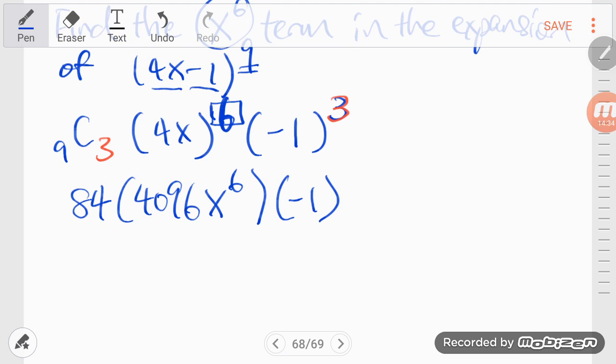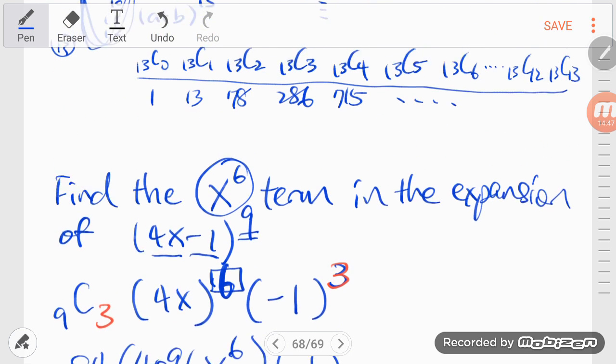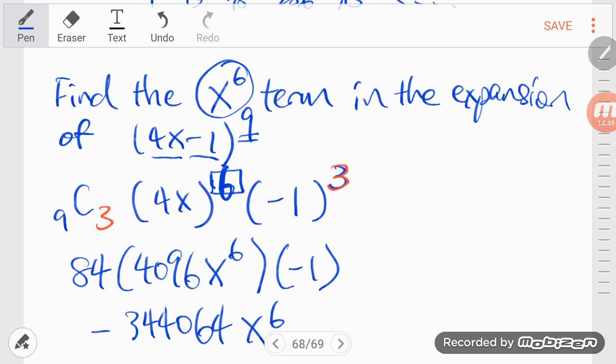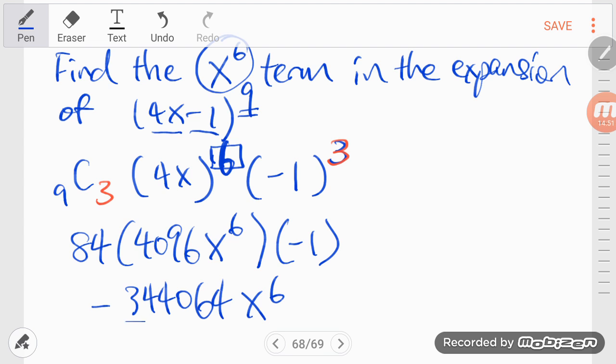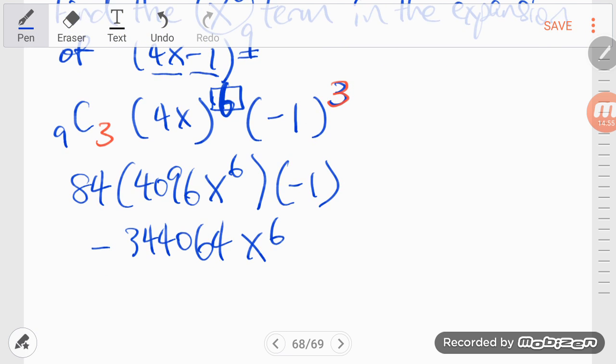And now we just use your calculator to help you out. And that will give me -344,064 x to the power of 6. And since they're asking for the coefficient, find the x to the power of 6 term. So this is it. This is the entire term that has x to the power of 6 with it.